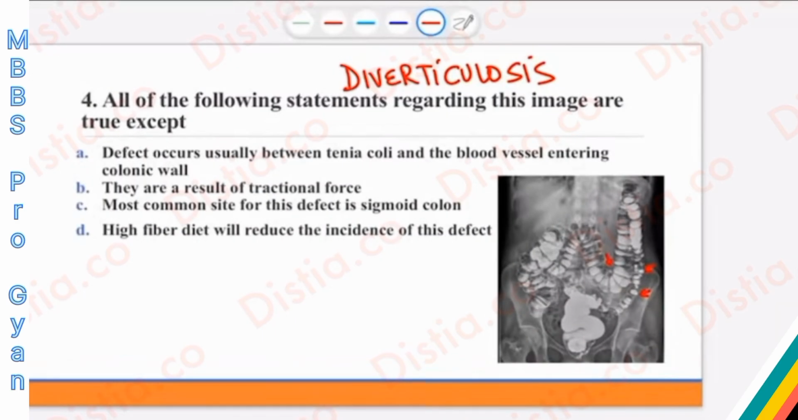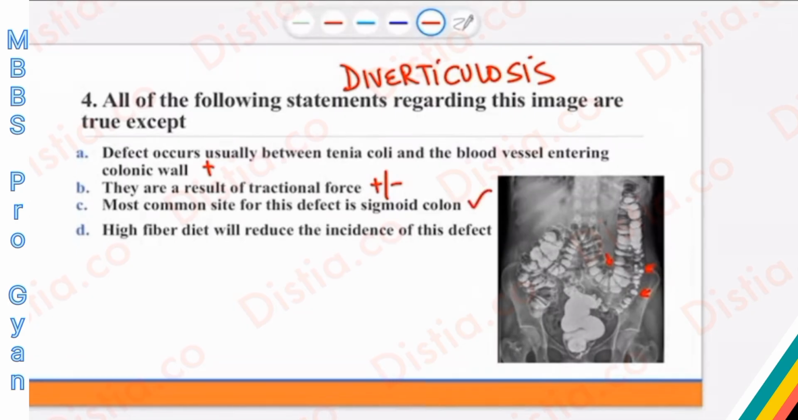Option A says the defect occurs between the taenia coli and blood vessels entering the colonic wall. Looks like a decent statement, so I'll say this is correct. It may be wrong, but at the moment it looks okay, so let's proceed to the next option. They are a result of a tractional force. This also looks okay. This may be correct, this may be wrong. So I am choosing between A and B. Maybe A is the answer, maybe B is the answer. But let's read on to C.